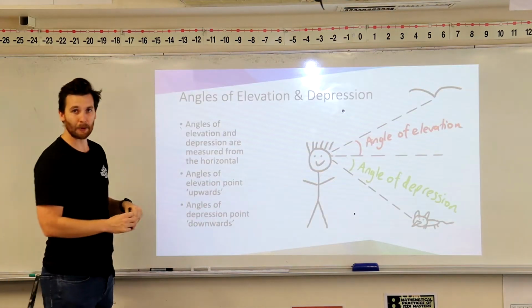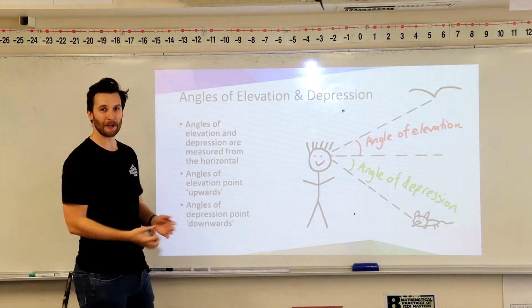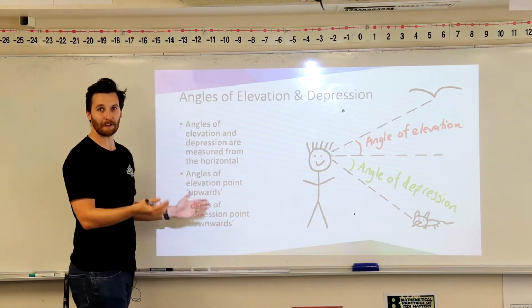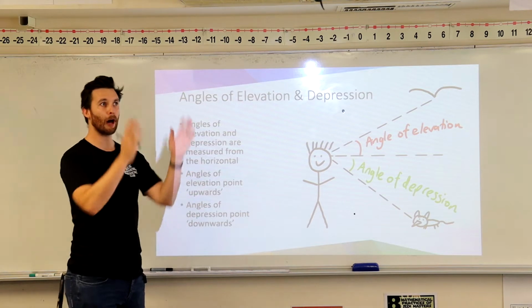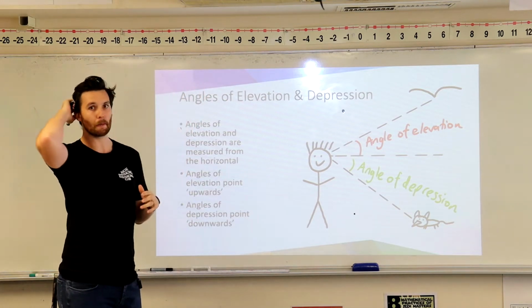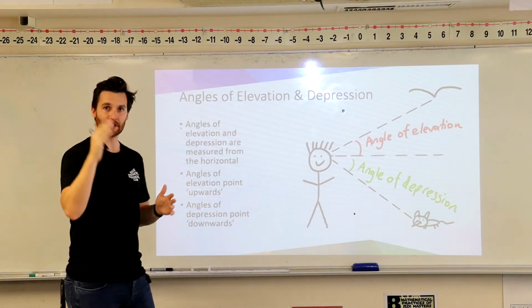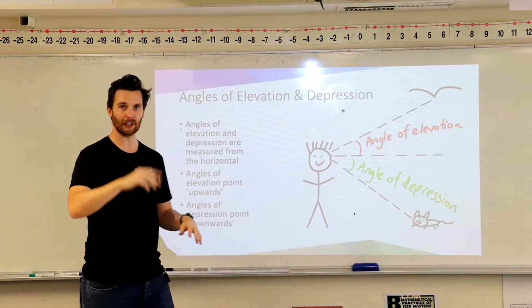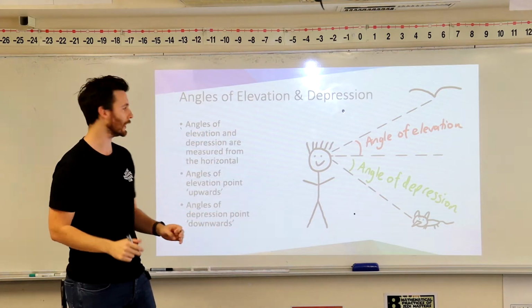Okay, so that brings us on to angles of elevation and depression. What are they? As the names imply, angles of elevation are if you're looking upwards, so if you're looking up at a building or a bird or something like that. Angles of depression are when you're looking downwards, so down at something on the ground or looking down from the top of a cliff or something like that.